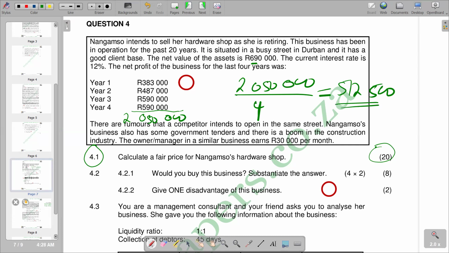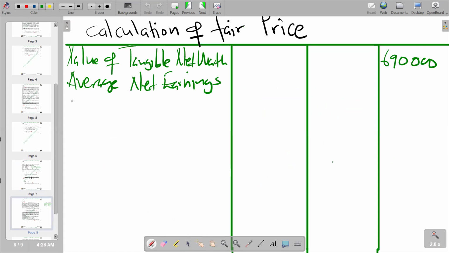So in the working, you're saying 2,050,000, and then we divide by 4. The answer that we got there is 512,500. We are just going to put it here, 512,500.